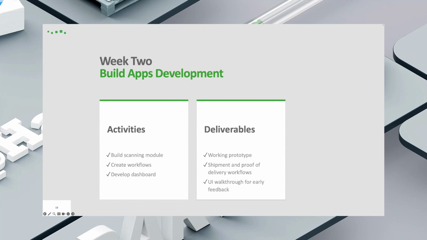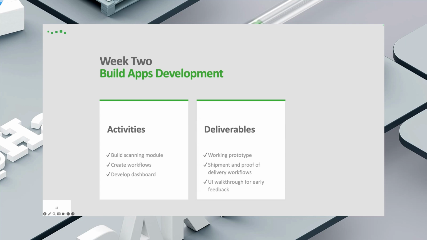In our second week, we move to development. Key activities: we build the scanning module for barcode scanning. As a reminder, this is the example where we're looking to automate some warehouse operations. We create core workflows. They might be things like updating shipment status or proof of delivery. And we develop a dashboard so logistics teams can track what's going on.